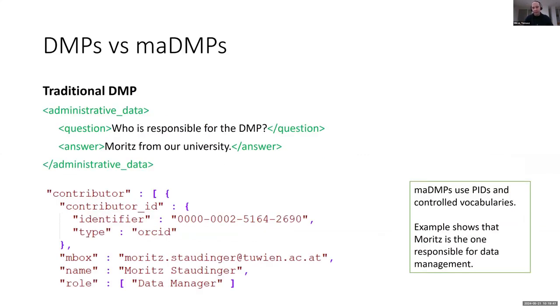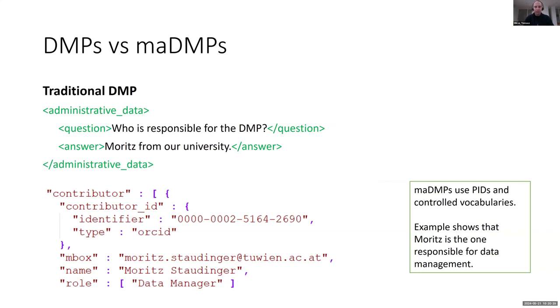Here is a comparison between a traditional DMP and a machine actionable DMP. What you can see above, with this administrative data question and answer, is something that DMP Online was producing around 2017, so to say. It was modeling a question, and then there was basically an answer. It was impossible to write a simple query to find out who is the principal investigator, for example, and it was also leaving a lot of open questions. So, you know, Moritz from our university, we don't know what our university is, we don't know which Moritz.